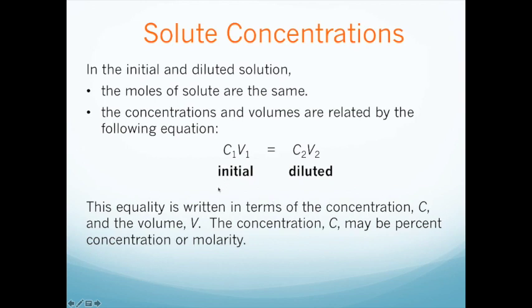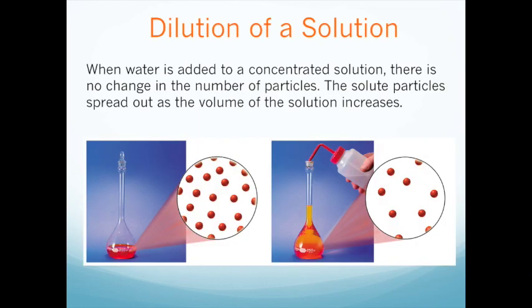Sometimes C is also written as M if the units of concentration are in moles. Otherwise, it will be written as C for percent concentrations. So the concentration goes down because the particles spread out as the volume increases, shown here.